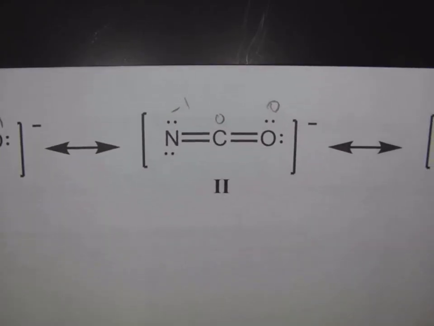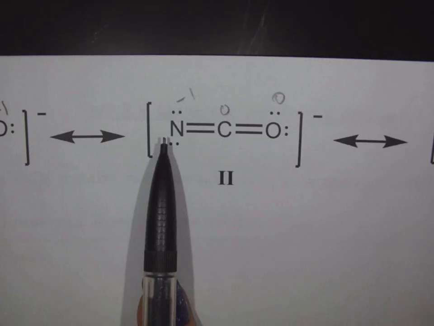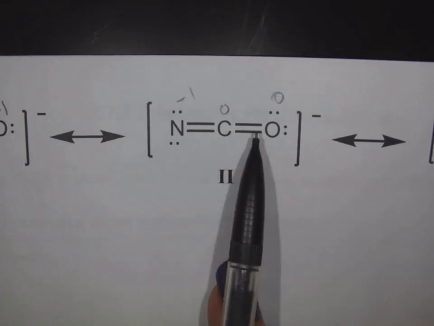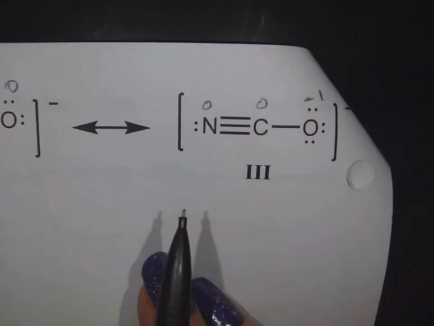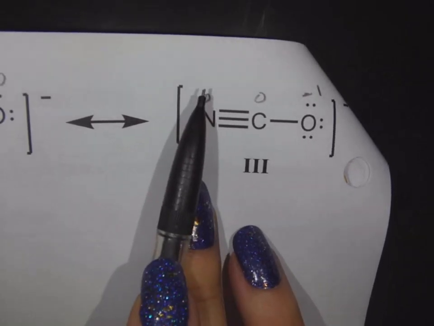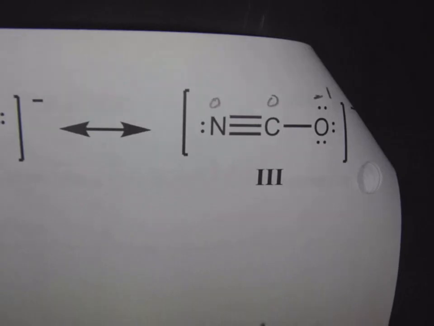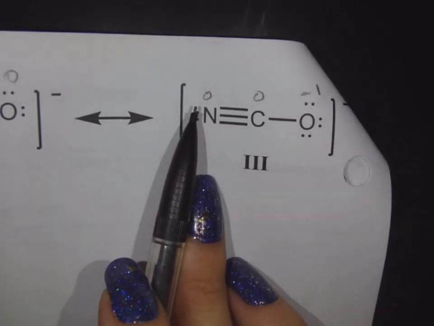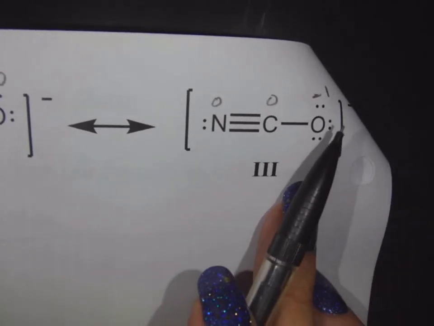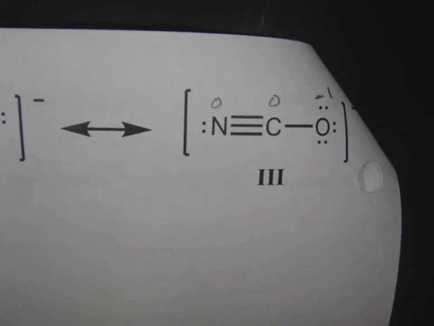Okay. I got, on my second structure, a -1 for the formal charge of nitrogen, and the other ones were 0. And then on my third structure, I got a 0 formal charge for nitrogen and carbon, and a -1 for oxygen.